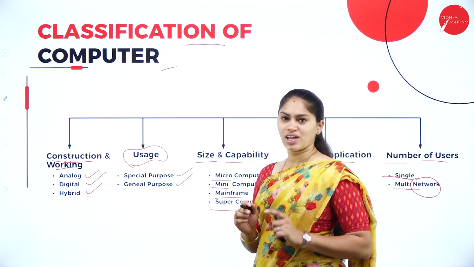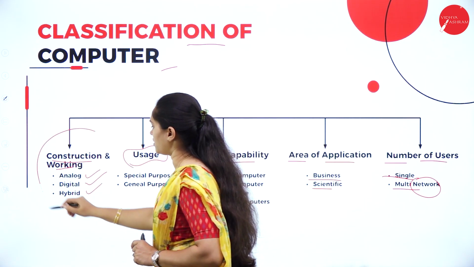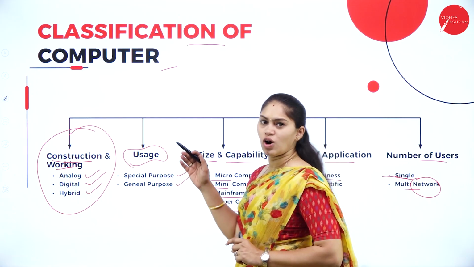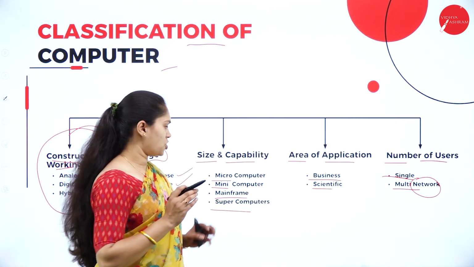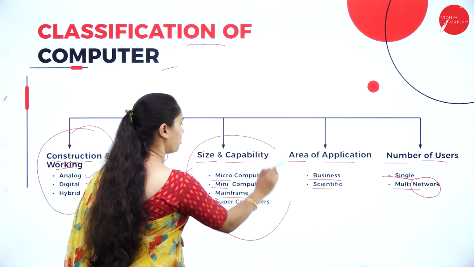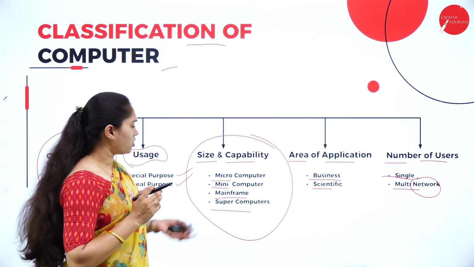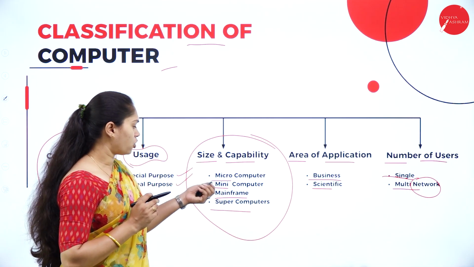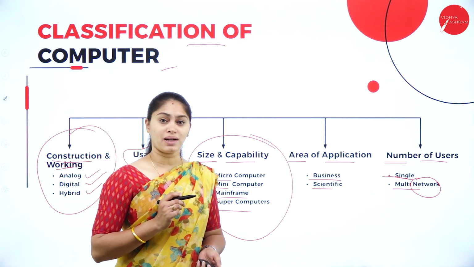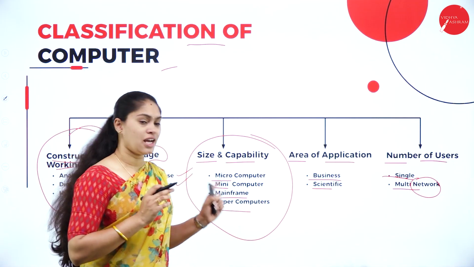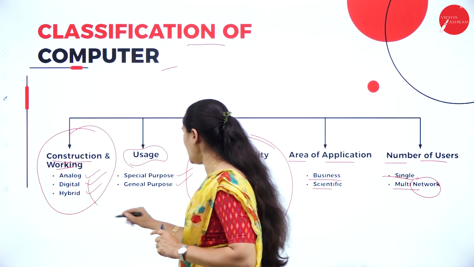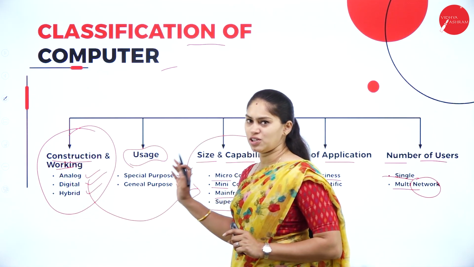In this, you need to give more weightage to this one, that is construction and working, or principle of operation. Along with that, you need to give more weightage to size and capability along with its performance. Based on all those criteria, we have micro, mini, mainframe, and then supercomputers. All these come under the digital computer. This is what you need to remember.